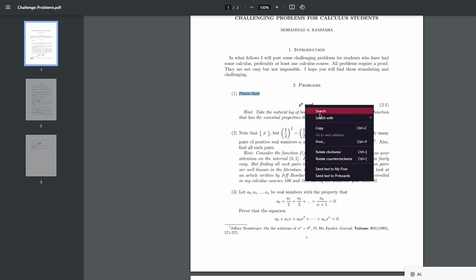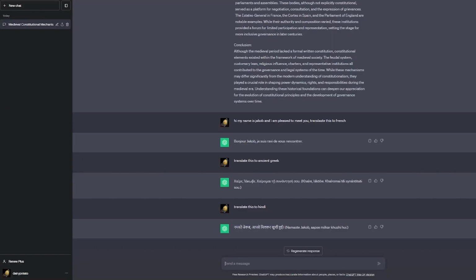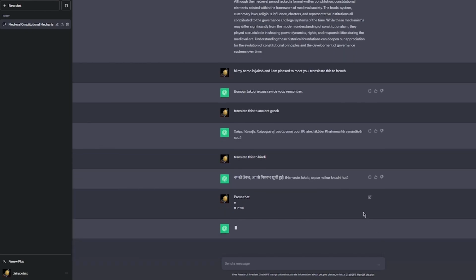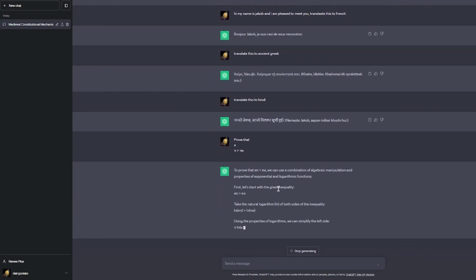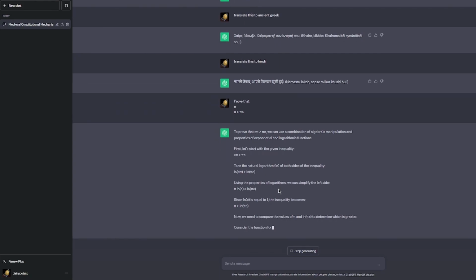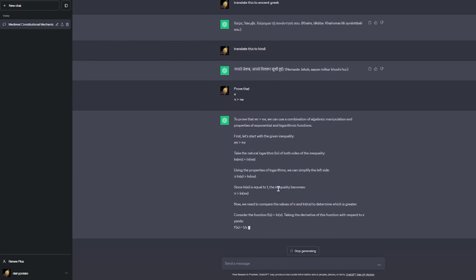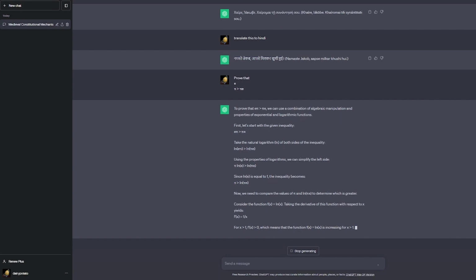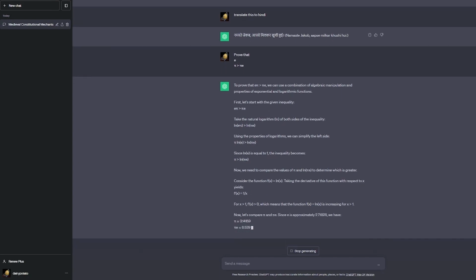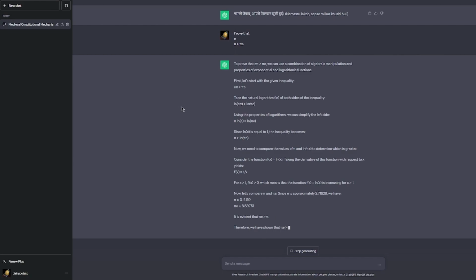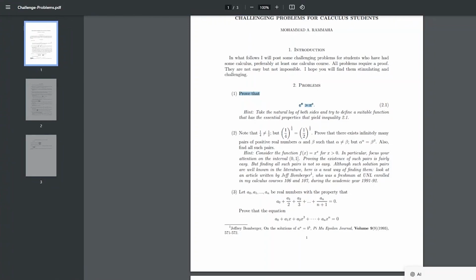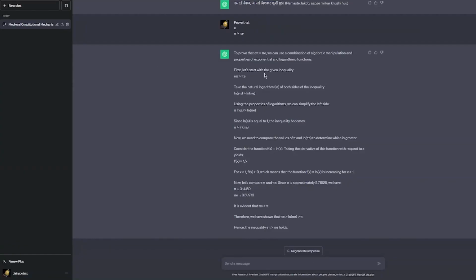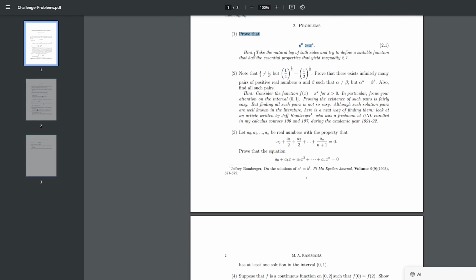Yeah, there we go. Now I'm going to copy, go into ChatGPT, there we go, and paste it. So let's see if it proves it. Prove that this is equal to this. To prove that, we use a combination of algebraic manipulation and properties of exponential and logarithmic functions. And as you can see, it gives us the whole description. It gives us the whole data in detail. And that's one of the best things about ChatGPT. It doesn't beat around the bush. It actually goes in and tells you the whole thing. And you can also regenerate the response if you didn't like this response. That's totally up to you.